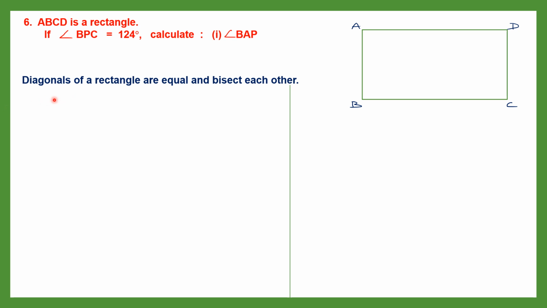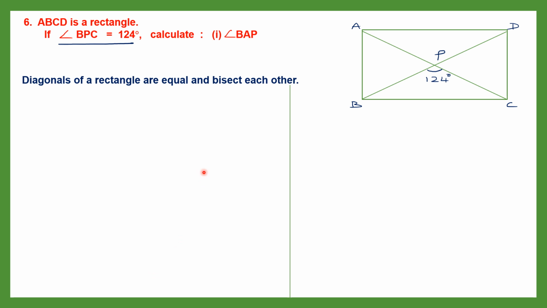So we know the diagonals of a rectangle are equal and bisect each other. Now this is a very important point. The diagonals of a rectangle are equal and they bisect each other. What is the meaning of this? Okay, so let's draw the diagonals here. So we have the diagonals and this point in the middle is P. That's why here we have angle BPC. So BPC is this, and this is 124 degrees.